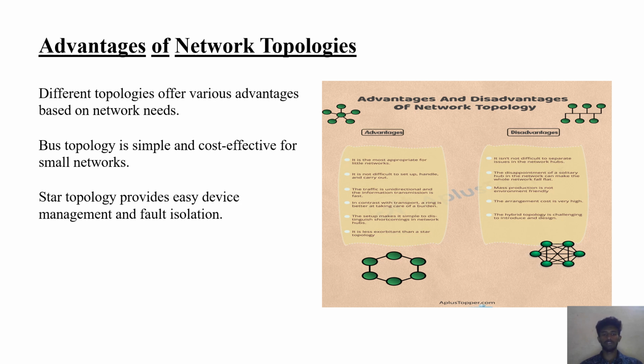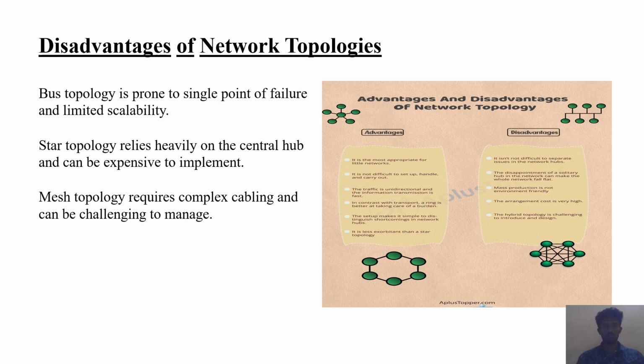And the disadvantages: it is difficult to isolate issues for the network hubs, and the failure of a single hub in the network can make the whole network fail. Mass production is not environmentally friendly, the arrangement cost is very high, and hybrid topologies are challenging to introduce and design.